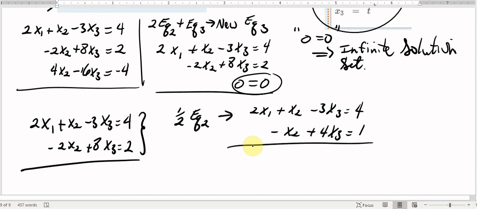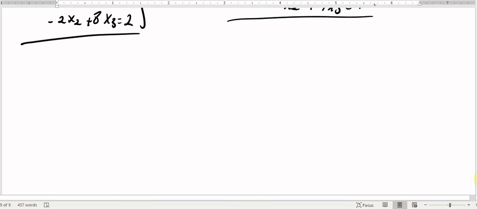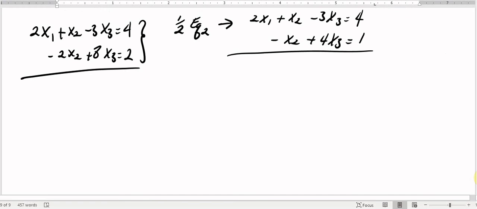Now I'm going to do one more thing, and then we'll see if we can get the solution set. That is, I'm going to add equation 2 to equation 1. That's going to cancel out that x sub 2 right there. So we're going to say equation 2 plus equation 1, and that gives us a new equation 1.